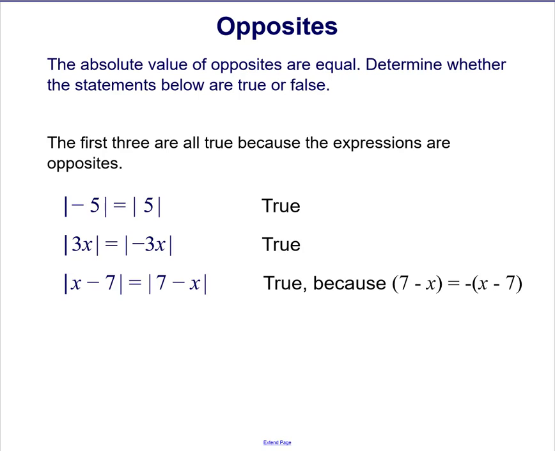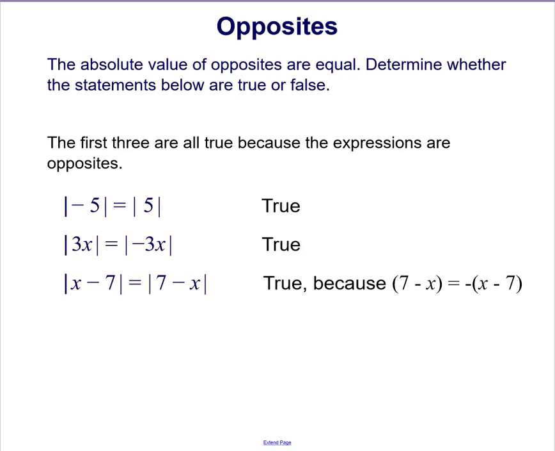Now that you've taken a moment to consider your answer to these 5 questions, let's examine the answers. The first 3 are all true because the expressions are opposites. -5 and 5 are opposites, so therefore the absolute values are equal. That is a true statement. 3x and -3x are opposites, therefore their absolute values are equal. That is a true statement.